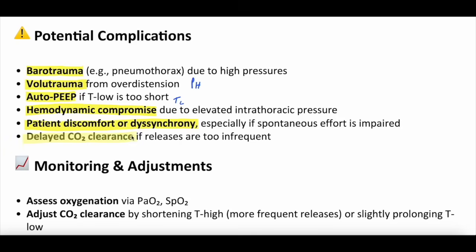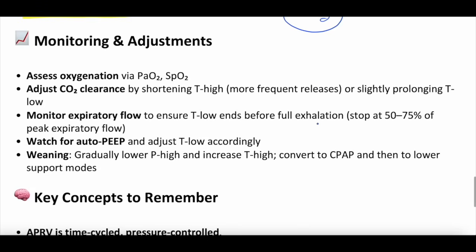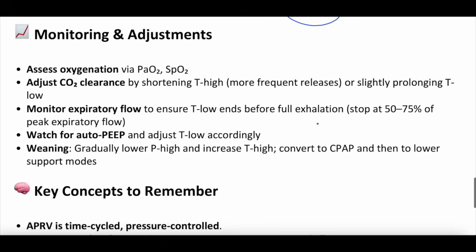And then delayed CO2 clearance. This is not a mode that has great ventilation for CO2 removal. This is a mode that has good oxygenation. So if CO2 is the main problem, you do not want to use APRV. How do you monitor and adjust APRV? Okay, we're getting towards the end here.